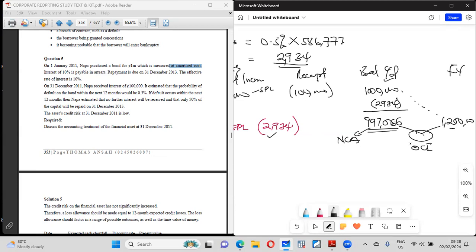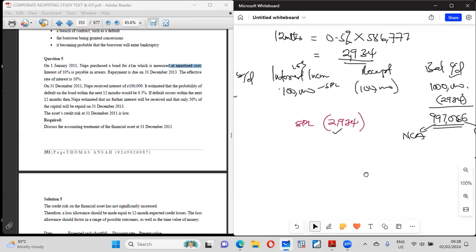that is 997066 minus 1.2, right? How much would have gone to our OCI? 20,934. All right, so that is what would have gone to our OCI. So that is how you do it. Please, this one wasn't credit impaired.